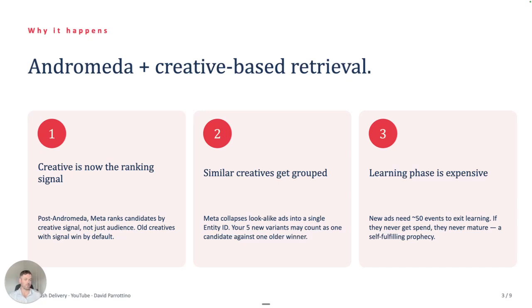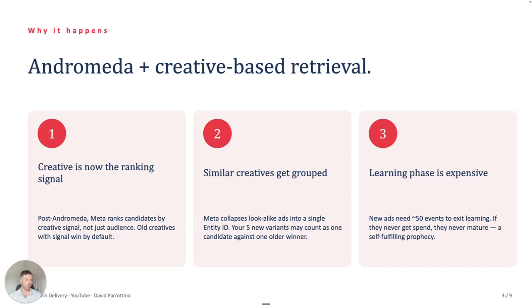And the learning phase is expensive. Anytime, as I mentioned, that you create a new campaign or a new ad set, Meta goes back into the learning phase. You need 50 conversions per week per ad set to get out of that. So based on your brand, there's no one size fits all. The bigger the budget, it's actually a lot easier.